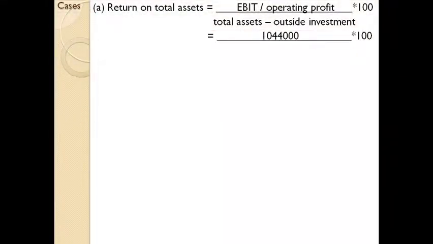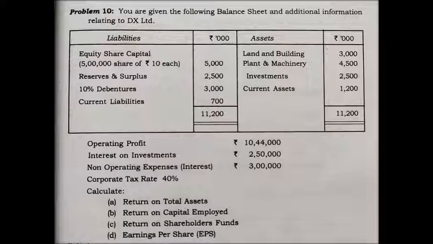So earnings before interest and tax is already given in the additional information, divided by total assets, which is also given, minus outside investments. You will get 12%. So the first part is over. Next one, return on capital employed.